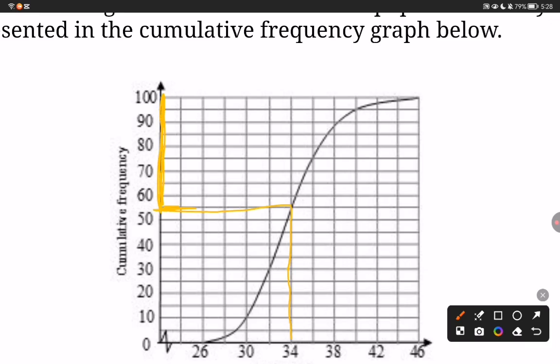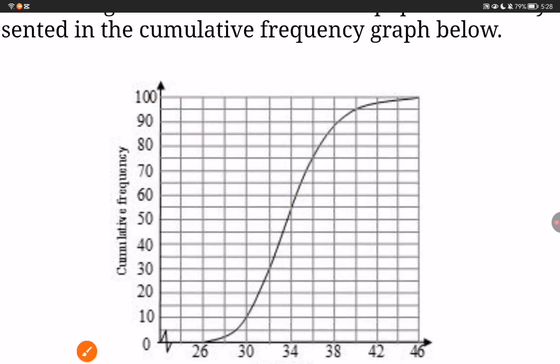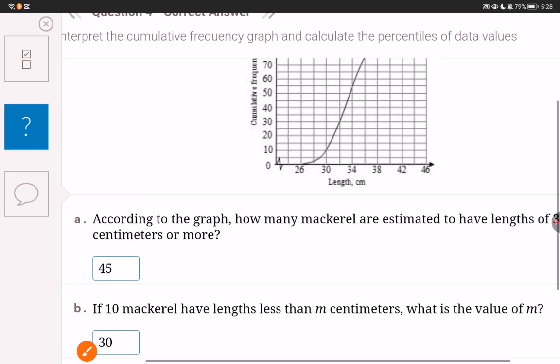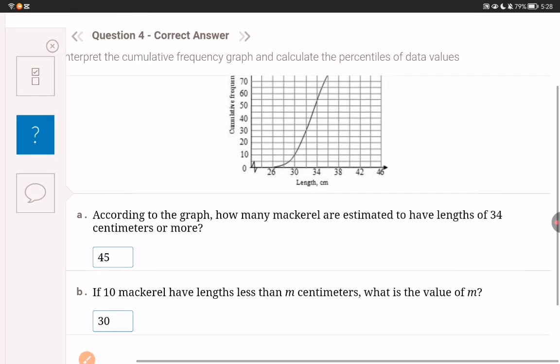Okay? They want from 55 to 100. So you're gonna do 100 minus 55, and then you end up with 45. So 45 mackerels have a length of 34 centimeters or more. So you just put that in. Now, if 10 mackerels have lengths less than m centimeters, what is the value of m?